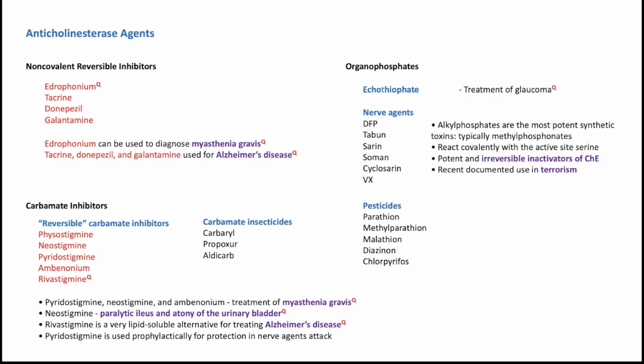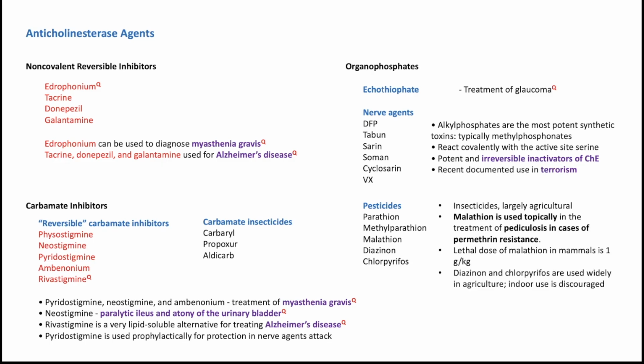Among pesticides, we have parathion, diazinon, and chlorpyrifos, etc. All these are insecticides largely used in the agricultural sector. Malathion can be used topically for the treatment of pediculosis whenever there is resistance to permethrin. The lethal dose of malathion in mammals is 1 gram per kg. These pesticides, such as chlorpyrifos, are widely used in agriculture, and indoor use of these agents is discouraged.